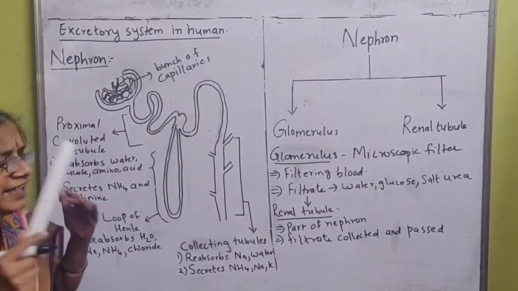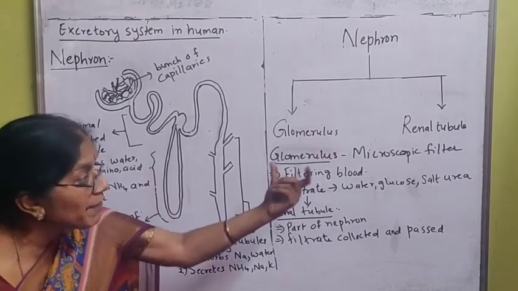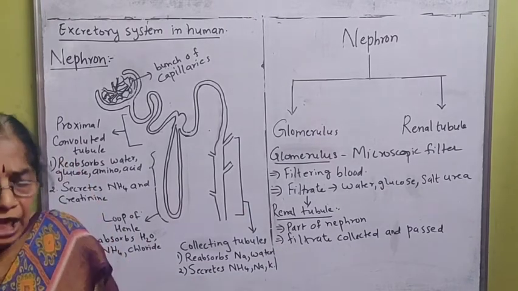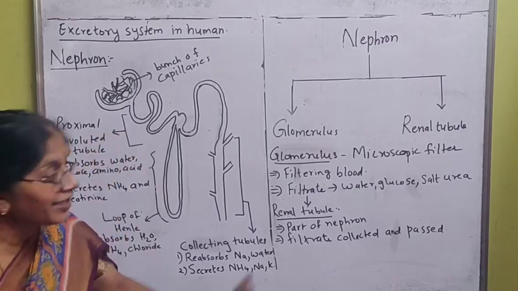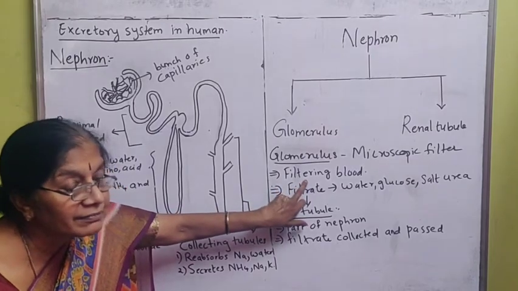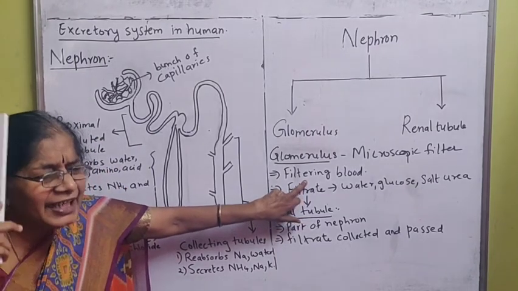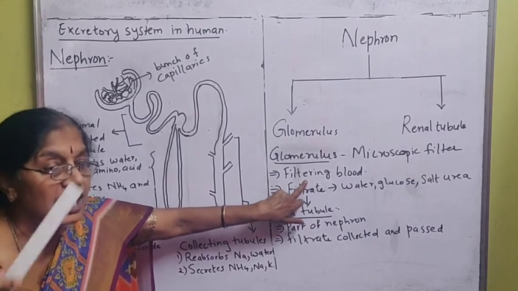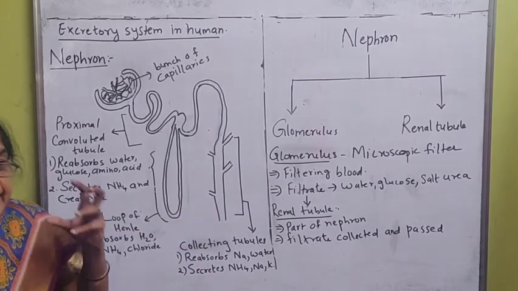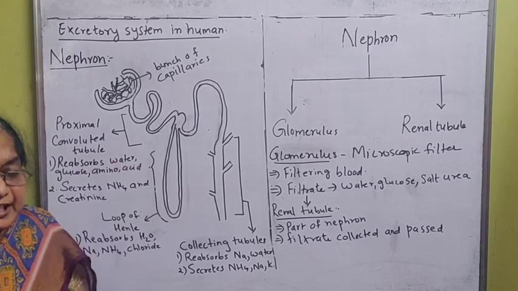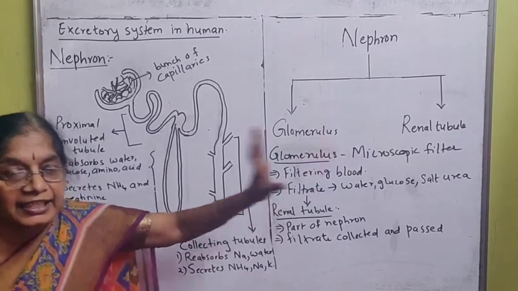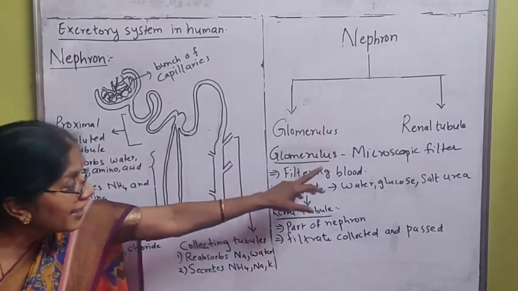Glomerulus, what is it? It acts like a microscopic filter. Any minute thing will be filtered by it. It won't allow anything to pass through it. That is a microscopic filter. And what it filters is the blood. Okay, very important. In the circulatory system we saw how the circulation takes place from the lungs to the heart and back to the lungs. Here also the same thing takes place. Some of the unwanted substances in the blood will be filtered in the kidney itself. So it filters the blood.